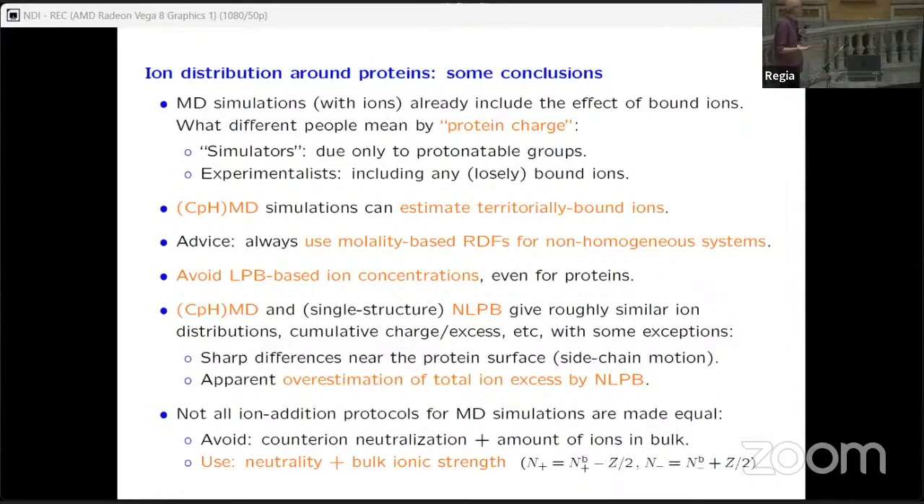And not all ion addition protocols are made equal. So I suggest people avoid the more traditional protocol where you first do the counter-ion neutralization, then add salt ions. And I think you should probably use an approach like this, okay, where you impose the half charge rule. Of course, it's always a bit off, because when you solve the two equations, you get half ions, one quarter of an ion, and so on. So you have to round things, of course. But this is probably a good idea to use in MD simulations, to try to impose these two conditions.